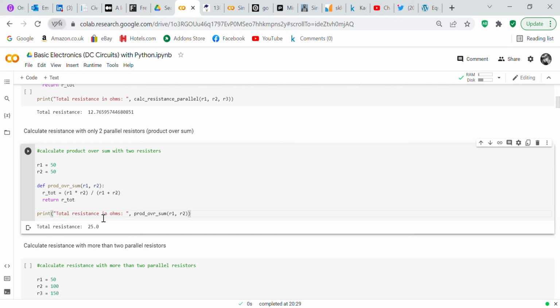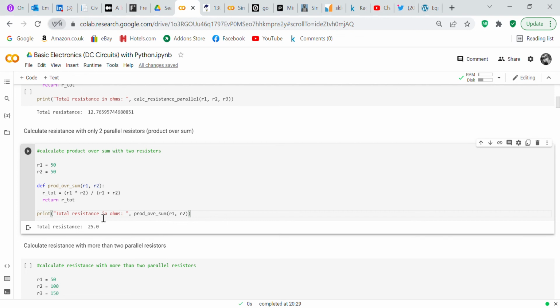Okay, so now what we're going to do is calculate something called the product over the sum. You can use this formula when you have 2 resistors in parallel. Product over the sum is R1 times R2 over R1 plus R2. We've got 2 resistors, R1 and R2, which are 50 and 50. These resistors are in parallel, so you know that the total resistance is going to be less than the lowest resistance, less than 50.